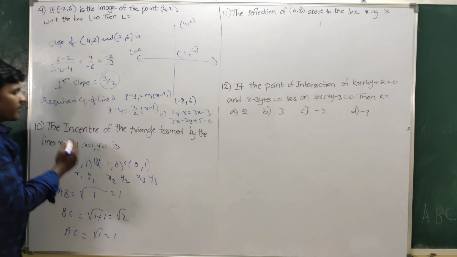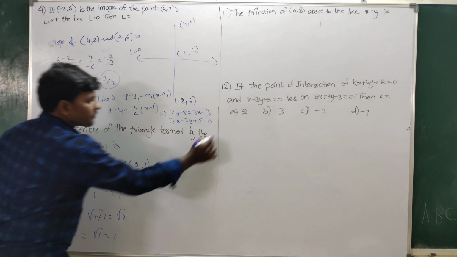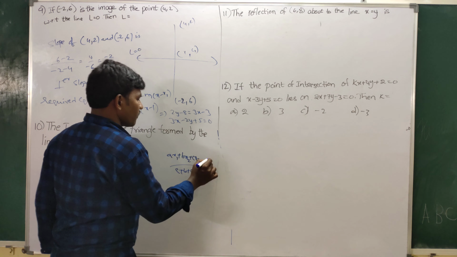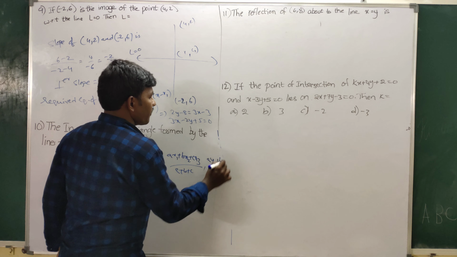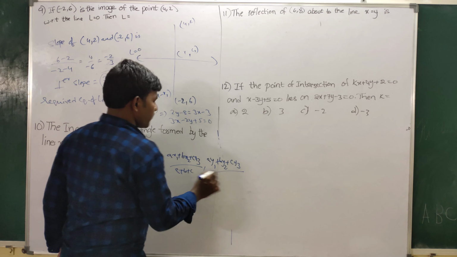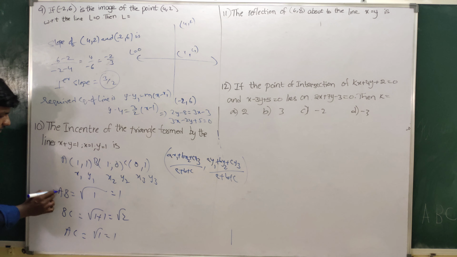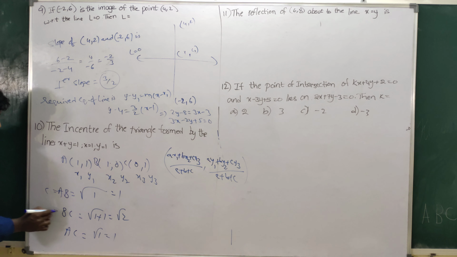We have the formula, the incenter of a triangle is (ax1 plus bx2 plus cx3) by (a plus b plus c), comma, (ay1 plus by2 plus cy3) by (a plus b plus c). Here this is equal to c, this is equal to a, this is equal to b.